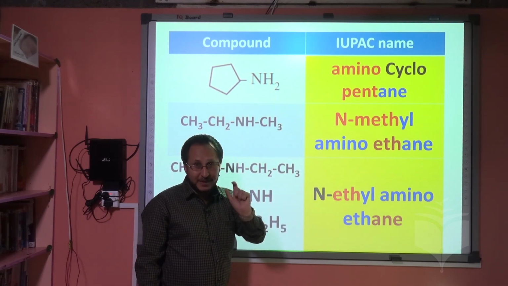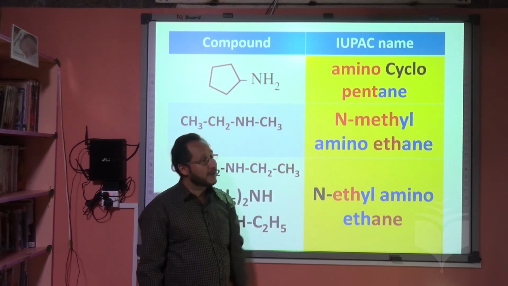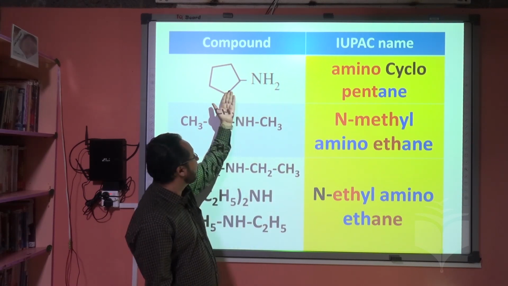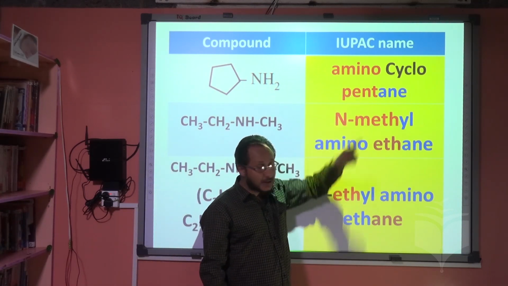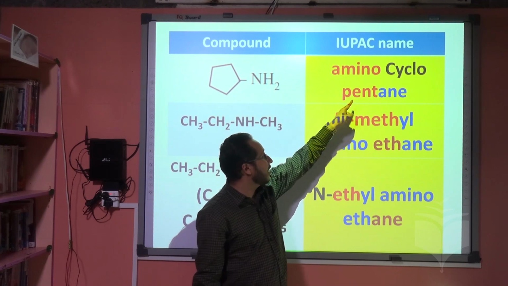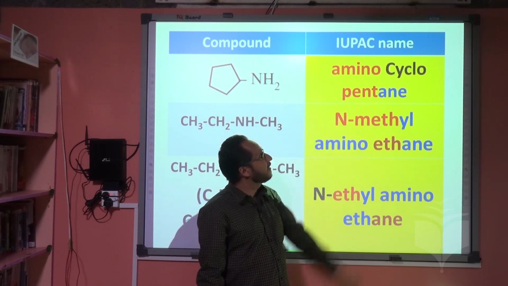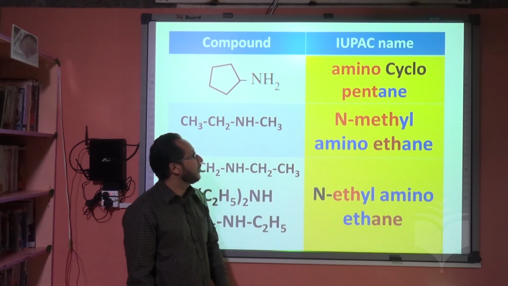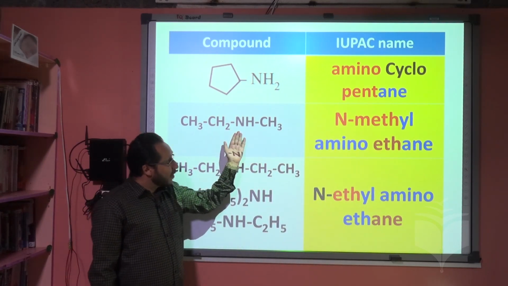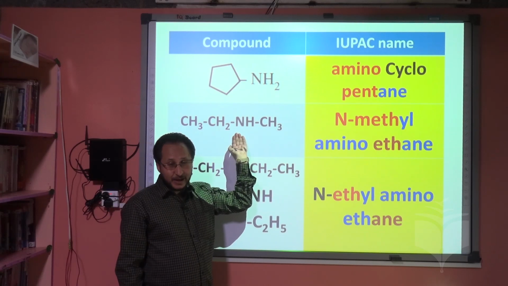So the prefix is amino, and the suffix, what is it? It is ane. And you have to count how many carbon atoms we have. We have 5, so it is pent. Because they are in a cycle, that's why we write cyclopentane. So this is aminocyclopentane. The type of this amine is a secondary amine.